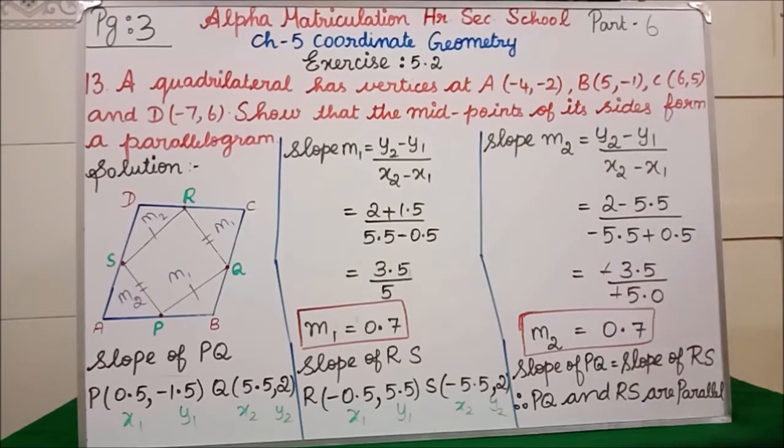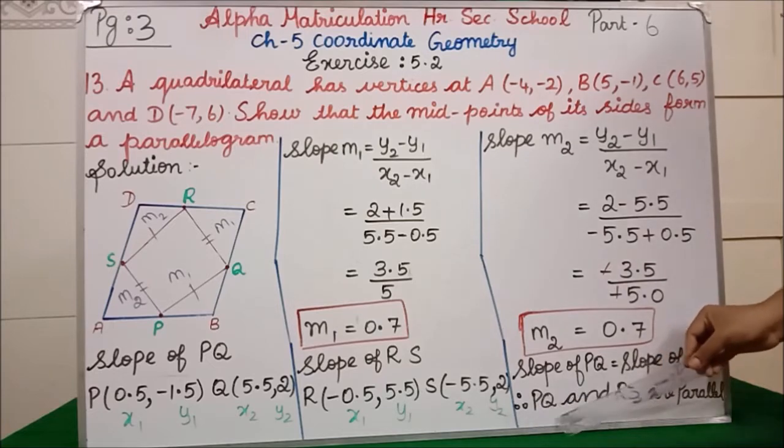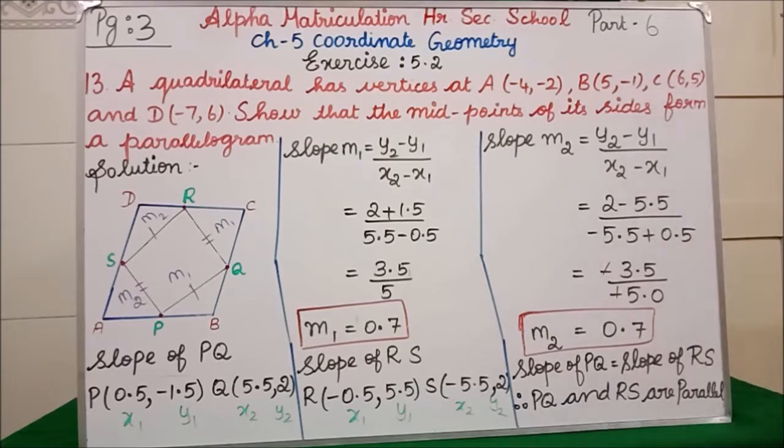So you write slope of PQ is equal to slope of RS, which means opposite sides are equal and opposite sides are parallel. How are we saying parallel? According to the parallel condition, slope of M1 is equal to slope of M2, isn't it? So we can write, therefore, PQ and RS are parallel. Clear? Now among the four sides, we have said two sides are parallel.